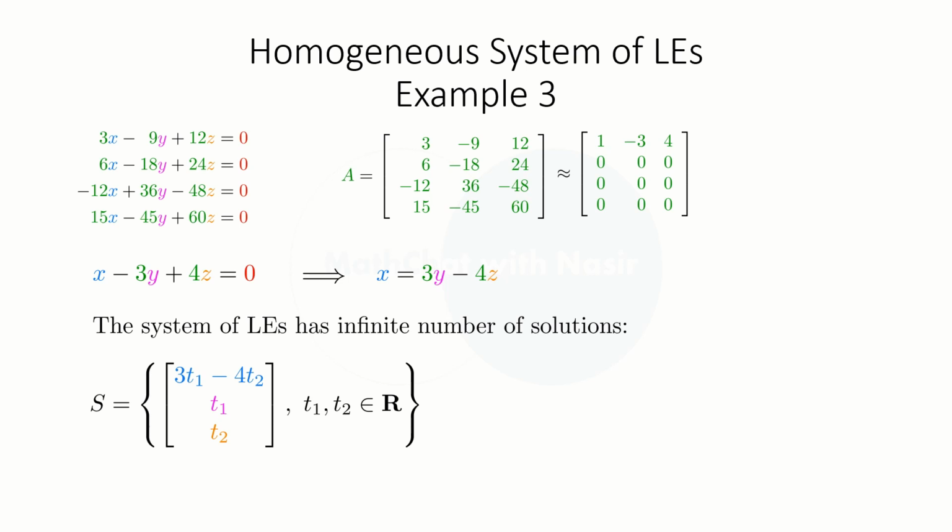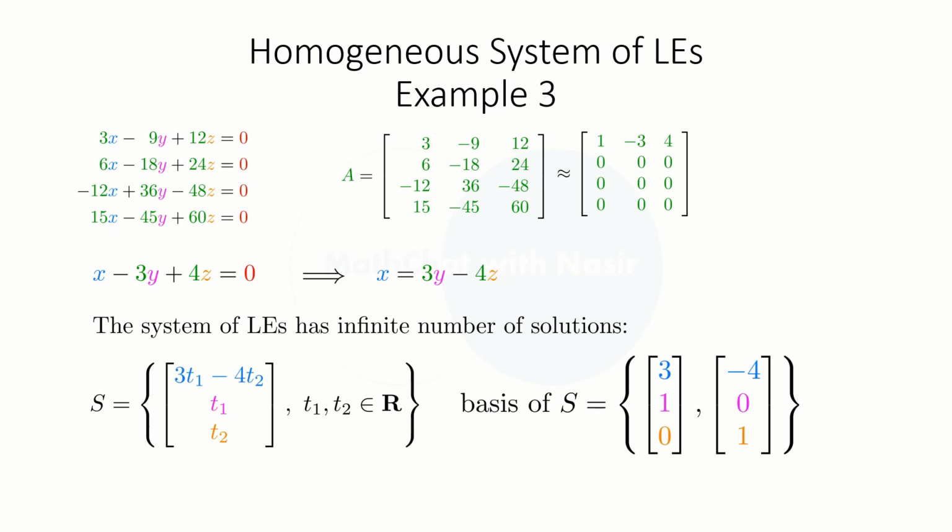We can find the basis vector corresponding to the parameter t1 by substituting 1 for t1 and 0 for t2. And we can obtain the second basis vector by substituting t1 equal to 0 and t2 equal to 1. Here are the two basis vectors. The first basis vector corresponds to t1 equal to 1 and t2 equal to 0, and the second basis vector corresponds to t1 equal to 0 and t2 equal to 1. The dimension of S is equal to 2.